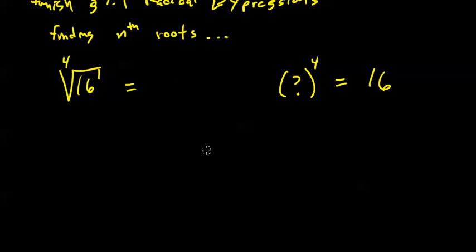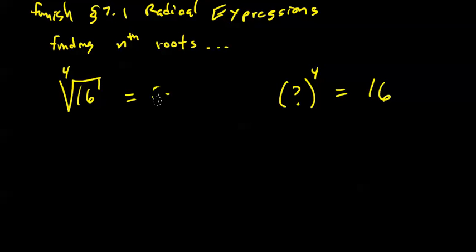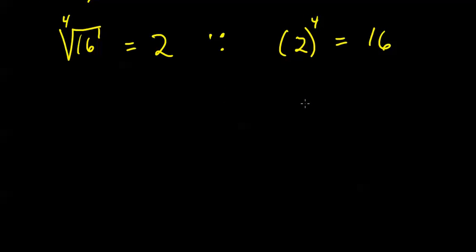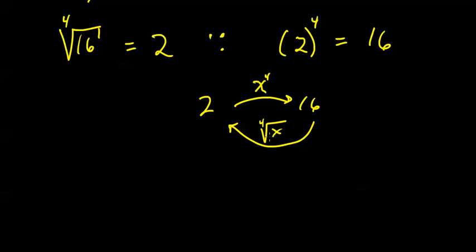Let me erase the question mark and fill this in. The fourth root of 16 is 2, and I say that because when I raise 2 to the fourth power, I do indeed get 16. So again, you're reversing or inverting the fourth power operation. Just like 2 to the fourth is 16, the fourth root of 16 is 2. If I plug 2 into the x to the fourth machine, 16 comes out, and if I plug 16 into the fourth root machine, then 2 comes out. So you can see these two different machines, or functions if you will, reverse or invert each other.